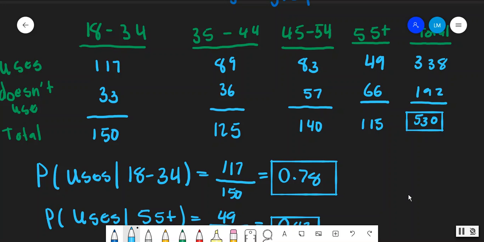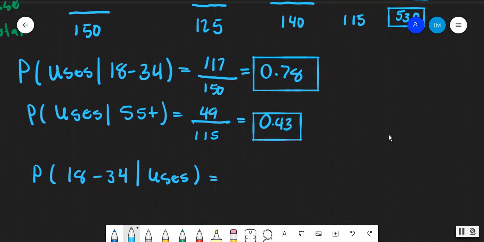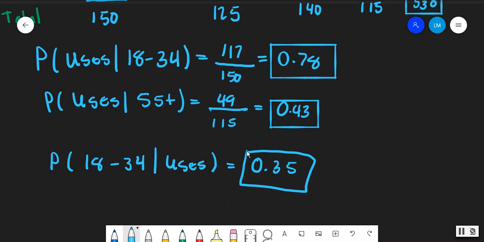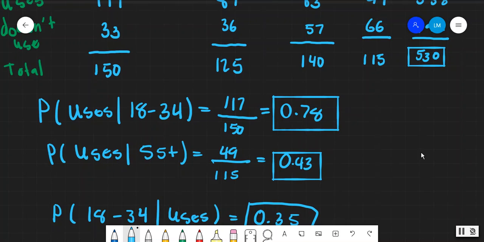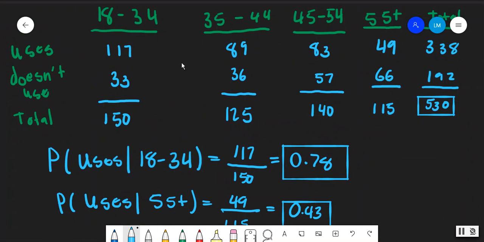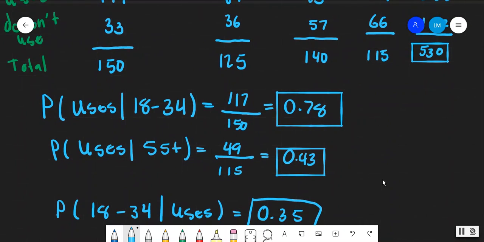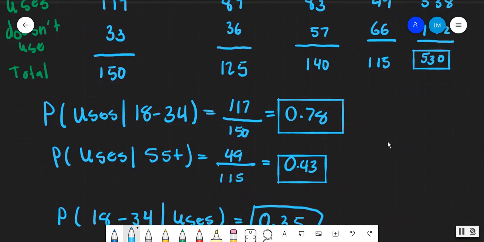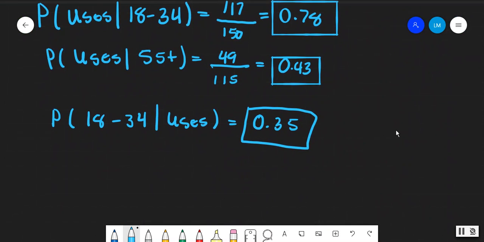So if you actually do that computation, it's going to give you something entirely different. It's going to give you 0.35, or 35%. So that's saying that out of those that use social media, 35% represent the younger age group. And then, yeah, you can do other computations if you want to.